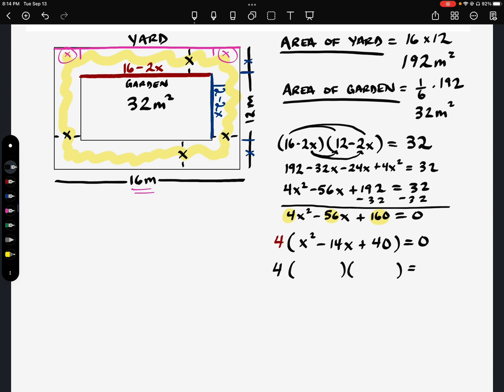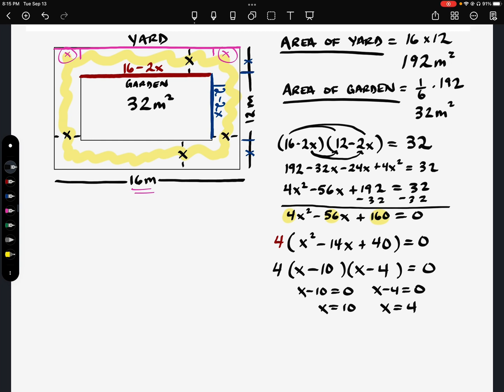So we're going to say we have an x, we have an x, we have minus and a minus. So factors of 40 that add to 14, well, that's going to be what, 10 and 4. And then when we set those two factors equal to 0, because they have x's, we'll get x equals 10 and x equals 4.